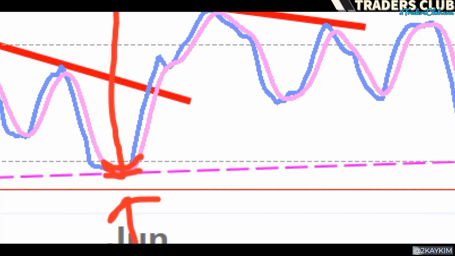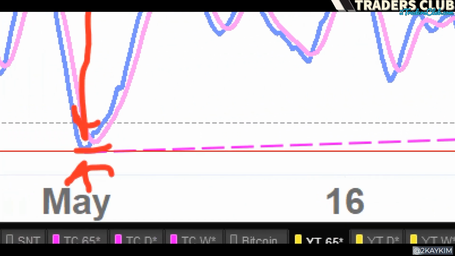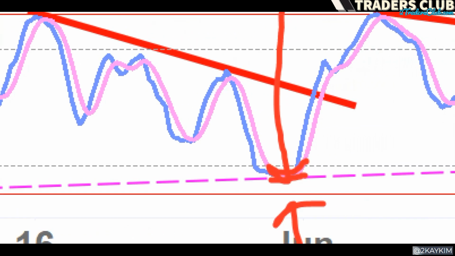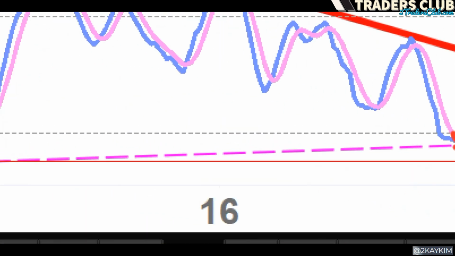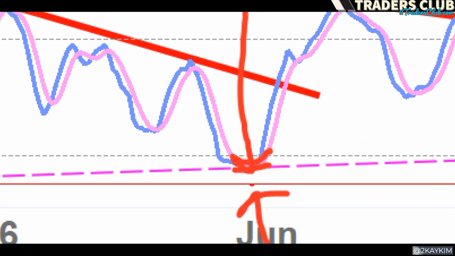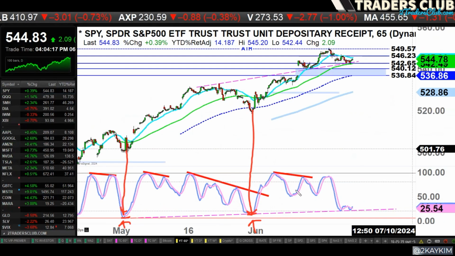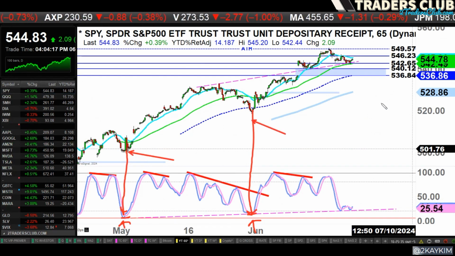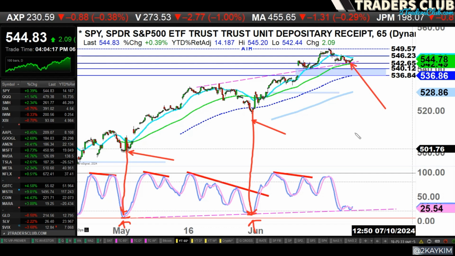Perfect. You've noticed how that oscillator does not come all the way back down to the bottom of its band like it did here in May, but it gets slight elevation, not getting to the bottom of its band, and then it finds support, reverses back up, and that becomes the low for that month, right? So again, that's the May low, June low, and currently we're sitting right on it.